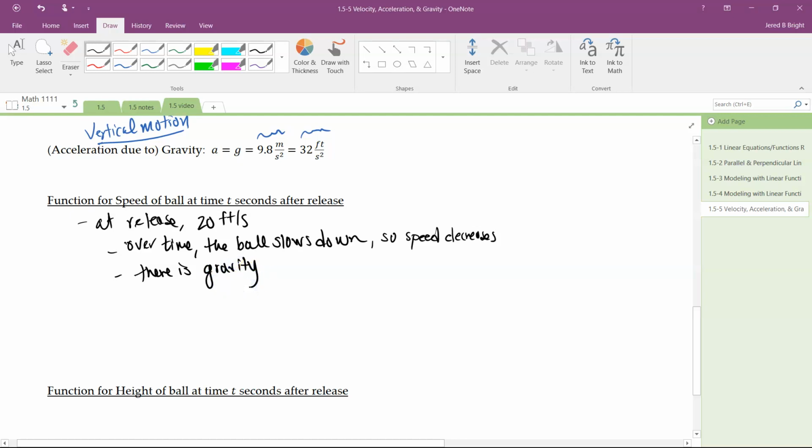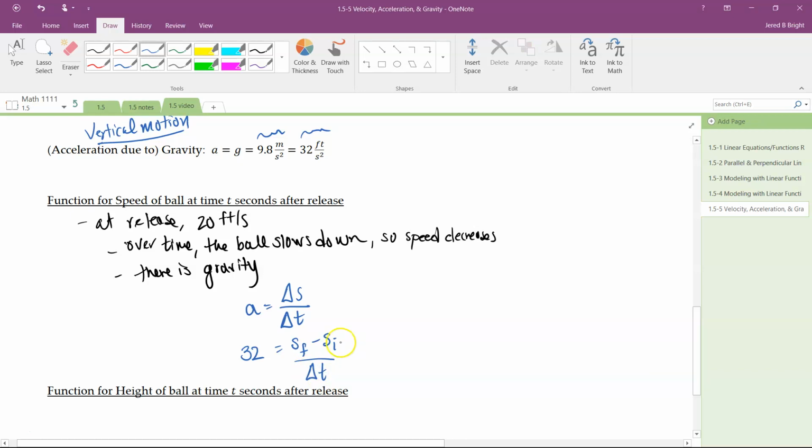The other thing we know is that there is gravity, right? So now I'm thinking, well, I need to find a function. I know that acceleration is change in speed over change in time, right? Here's what I know. A is going to be 32 since I'm dealing with feet, and change in speed I can represent as speed final minus speed initial. And change in time, I'm just going to leave as change in time.